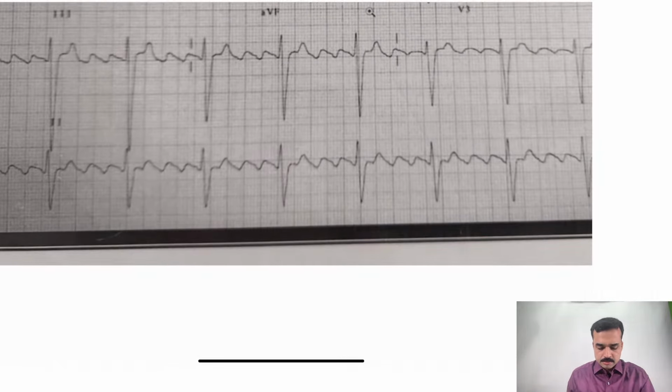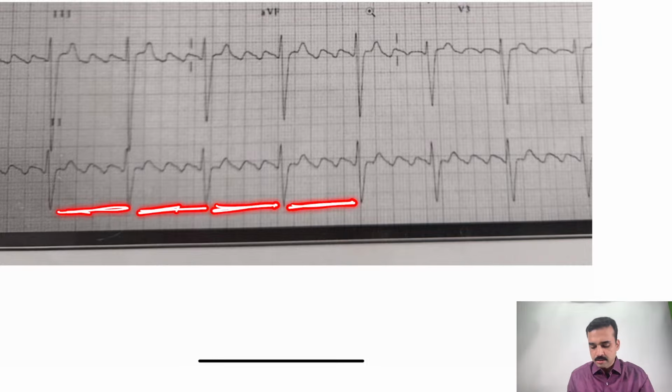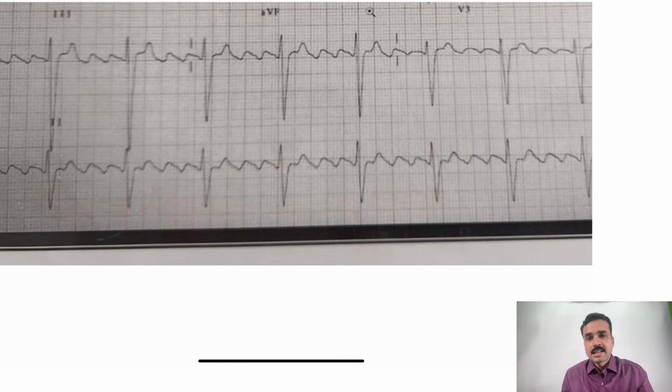Obviously the rate in this is not very high, so you can't say that this is tachycardia, correct? The number of large squares or large boxes between successive QRS complexes is not less than 3, so it's more than 3. Okay, so it's probably 4, right? So almost 5 large squares, so it's not tachycardia. But still, since we're discussing tachyarrhythmias, we will continue.